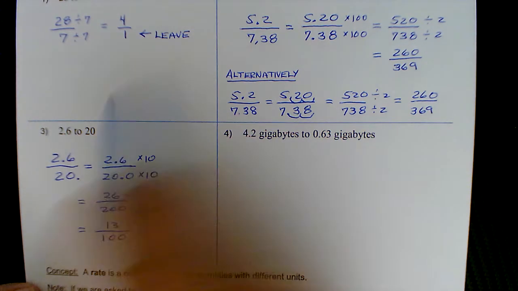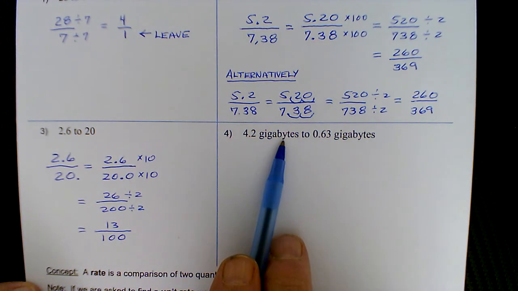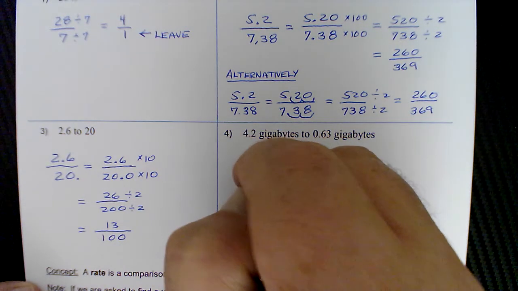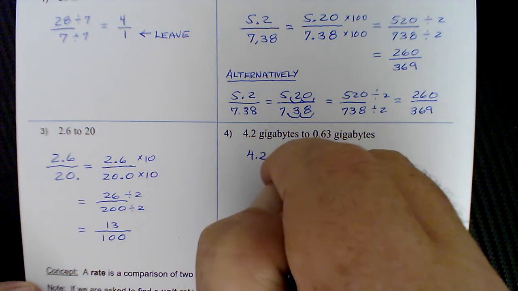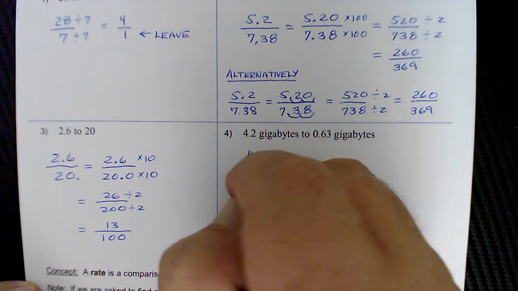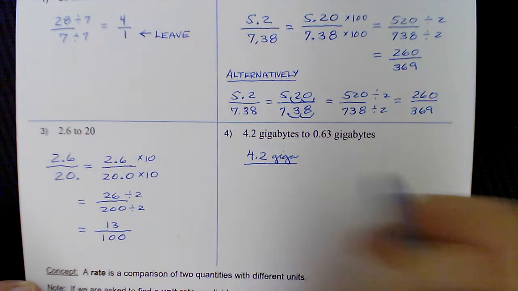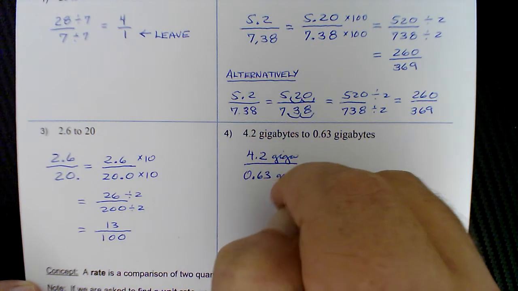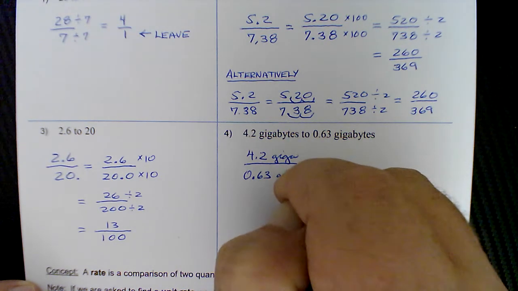Okay, those are all comparisons of numbers. You could have comparisons of quantities with the same units. So 4.2, I'm just going to abbreviate and say giga, over 0.63. Again, I'll abbreviate and just say giga.